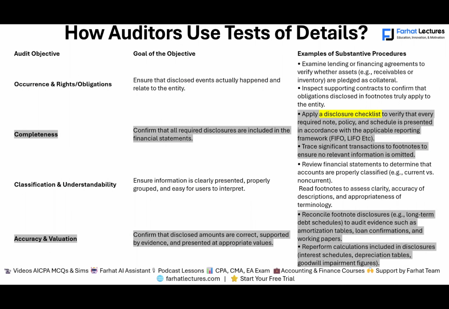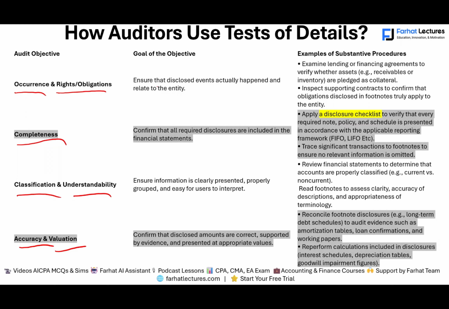Now, how does the auditor use this, what tests of details do they use for the disclosure? There's basically 4 audit objectives. We have to look at occurrence, rights and obligation, completeness, classification and understandability, accuracy, and valuation. And again, we saw those throughout the different cycles, but let's go ahead and review them one more time.